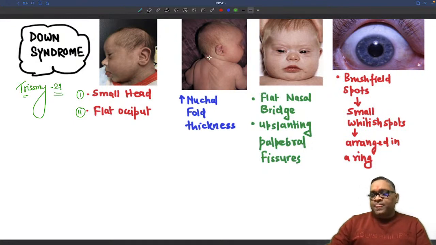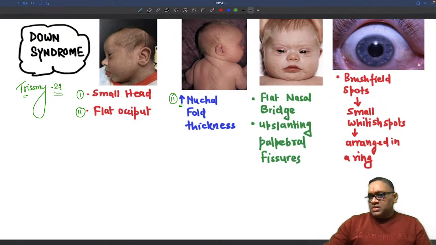Now in this baby, if you observe, you can notice there is so much thick skin in this area. This is called nuchal thickness. So increased nuchal fold thickness is present in Down syndrome. So small head, flat occiput, increased nuchal fold thickness.